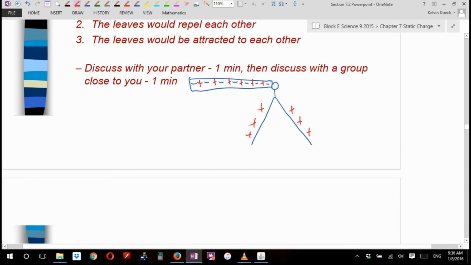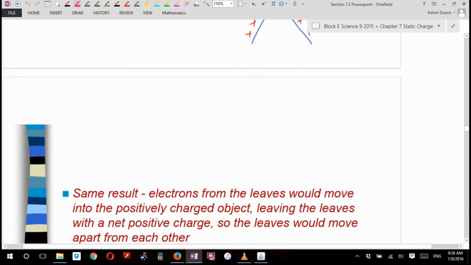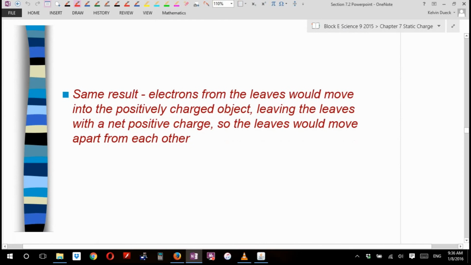And then, Nick? Like charges were... There it is. The same thing would happen, except it would be the positives left behind that are repelling each other. So option 2 is right. Same result. Electrons from the leaves would move into the positively charged object, leaving the leaves with a net positive charge, so the leaves would move apart from each other.